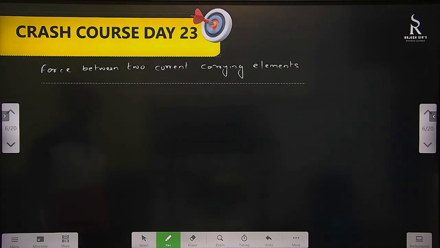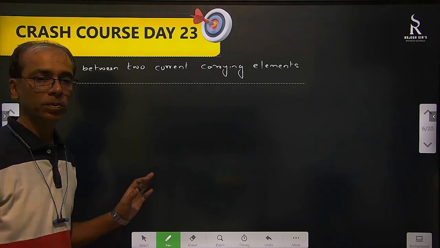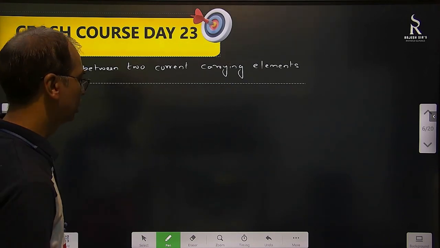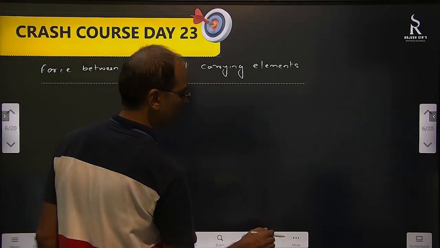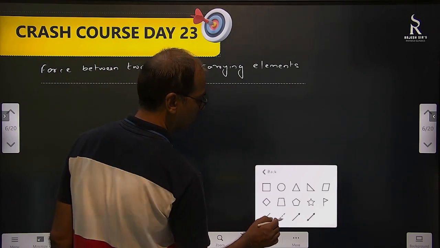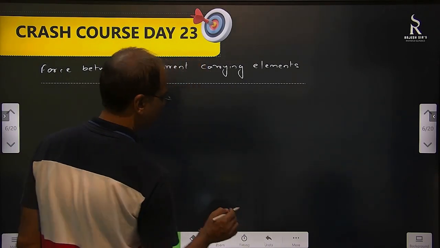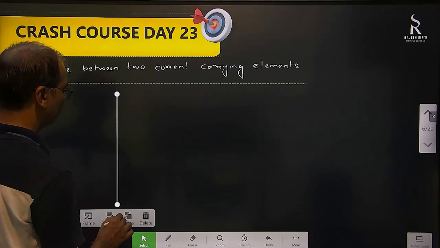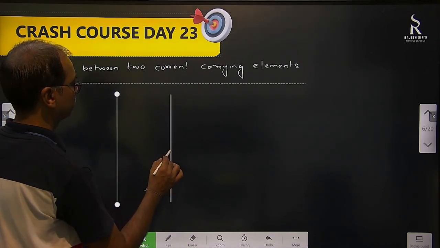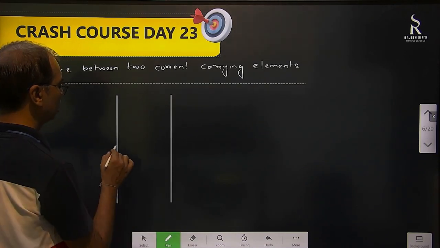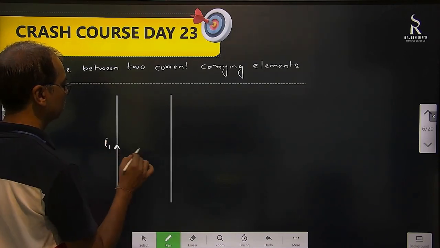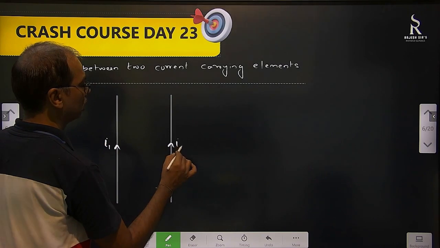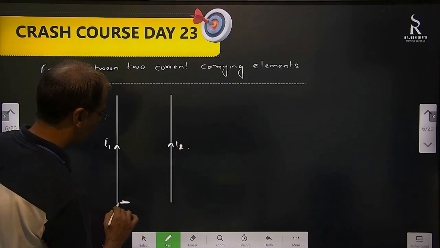Force between two current carrying elements. This is important. Questions are asked on this one. So what is it? Two current carrying wires we will be taking. So two current carrying wires are here, like this. This one is carrying current I1. This one is carrying current I2. And separation between them is D.